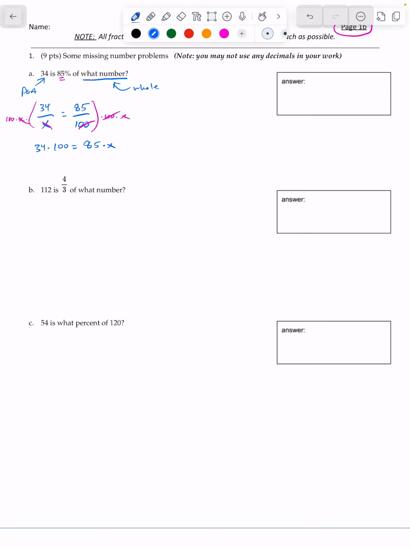So 34, sorry, this is banging around here. I hope that's not making too much noise in your ears. 3400 equals 85 times x. I can divide both sides by 85 and get, let's see, what is 3400 divided by 85? It is 40. Love it. x equals 40.